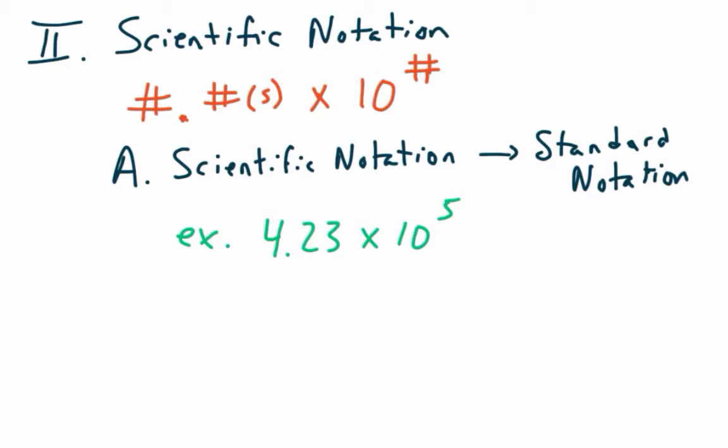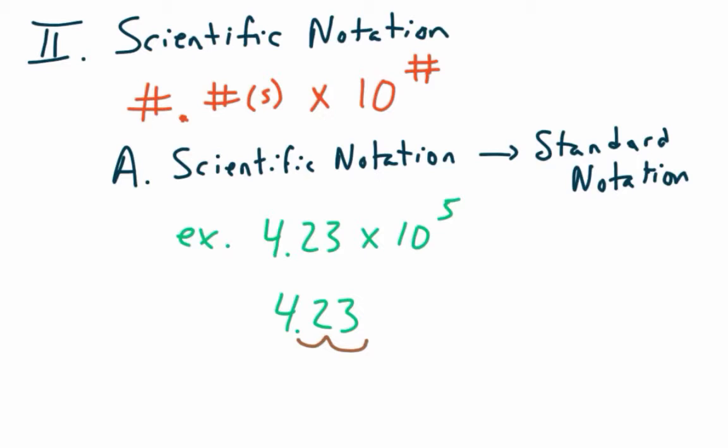So 10 to the 5th, how many jumps am I going to go? Left or right? Right, because it's a positive 5, so I'm going to go 5 jumps to the right. I'm going to write my number down a little bit lower so it's less cluttered. But if I do 5 jumps to the right, do you agree it takes me 2 jumps just to get to the end of my number?